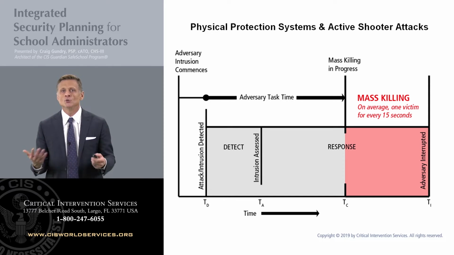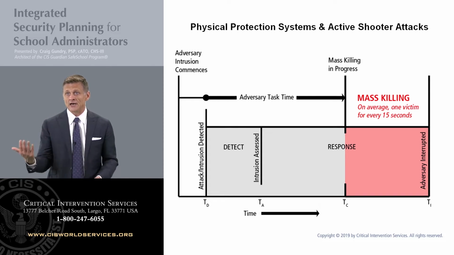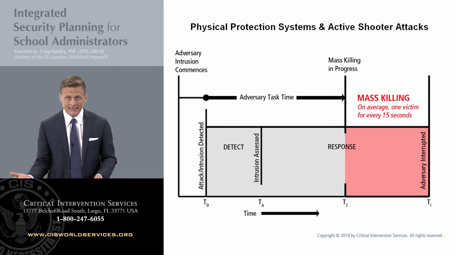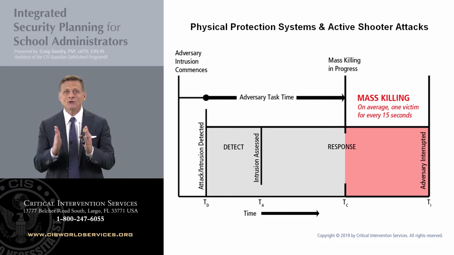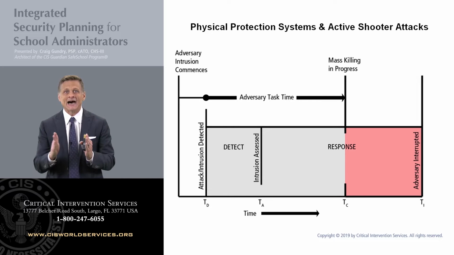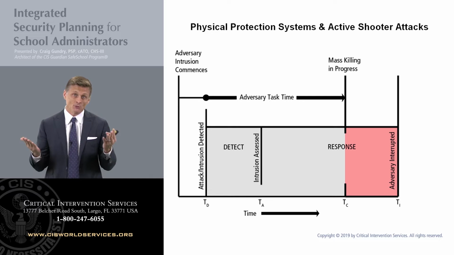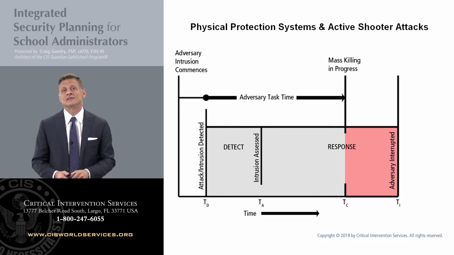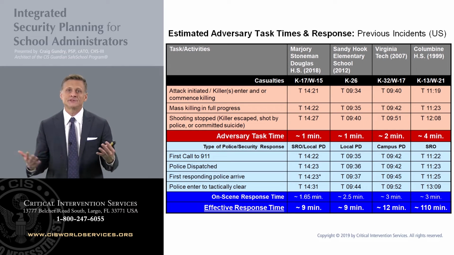However, quite often in the real world, especially when we consider that we could have insider adversaries that are already within the school, which limits the amount of available delay in terms of barriers, well, our ultimate aim is to narrow the gap between TI and TC. Again, with the benefit, potentially, theoretically, of 1 casualty every 15 seconds. Now, when we look at real-world events, we can see how these different times actually played out.